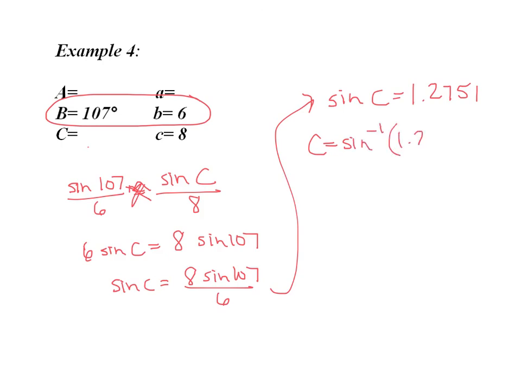sine of 1.2751. And when we do that, you should be getting an error message. It'll say error. What this means is the sine function does not exist for this value. So that means there is no solution. And notice, the reason this is true is because in order for this triangle to work out, C had to be the largest angle since it's across from the largest side. And in this case, that would not be true.